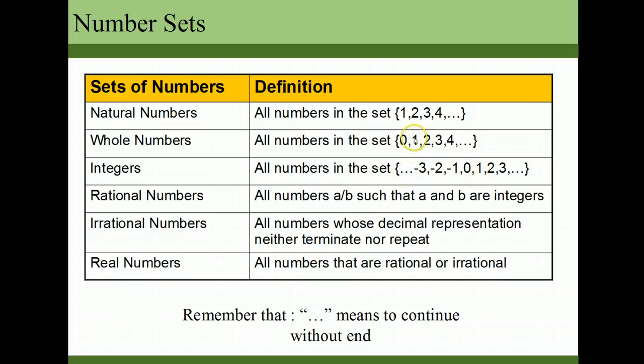The integers are the whole numbers with the corresponding negatives. Okay, and remember that the little ellipses means to keep going. All right.